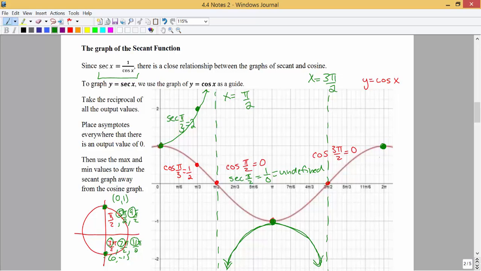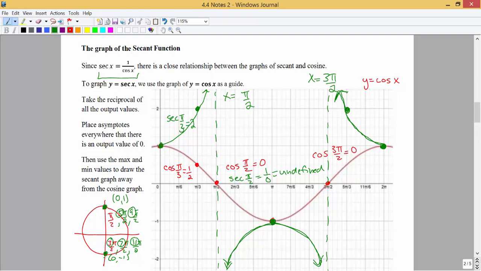So here as well, we know that at 5 pi over 3, cosine is 1/2. So at 5 pi over 3, secant would be 2. So we end up getting a graph that goes away from cosine, these little U-shaped segments. And the graph for secant is either above that line y equals 1 or is completely below a y value of minus 1.